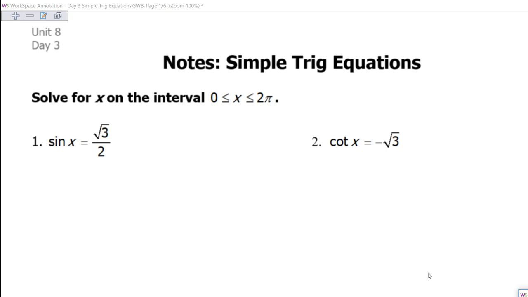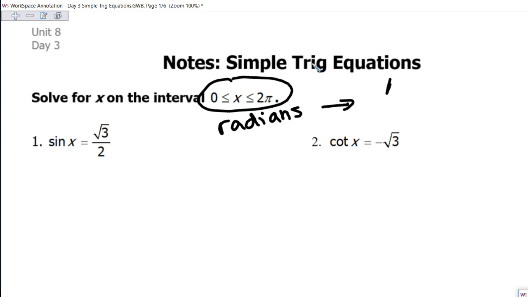Solving simple trig equations. We're doing the same thing again tomorrow. The instructions on our handout say to solve for x on the interval where x is between 0 and 2 pi inclusive. So looking at this interval, what format is it in? Yeah, this is in radians. So if it's in radians in the instructions, then definitely that means your answer needs to be in radians.